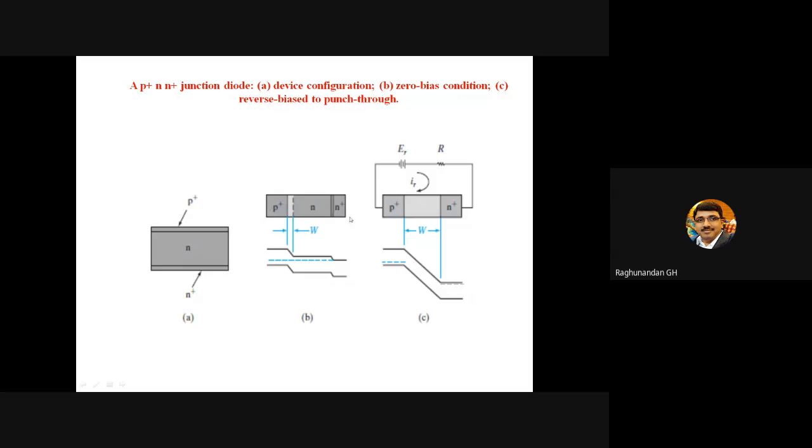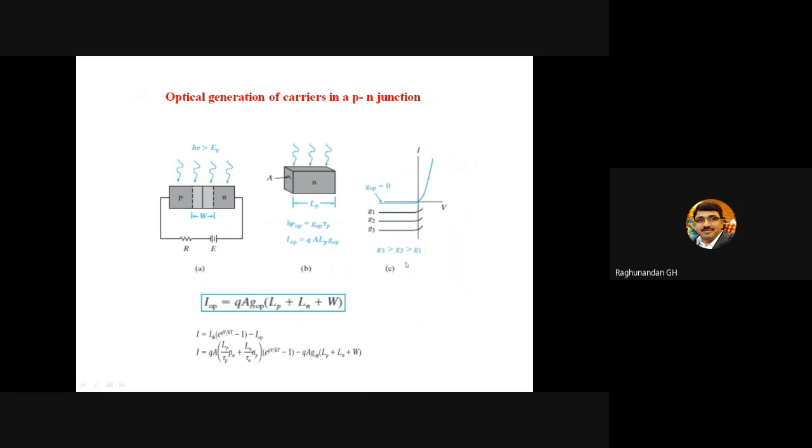So this is the unbiased condition. This is the reverse biased condition, where negative is connected to the positive and positive is connected to the negative. Since the depletion layer is large, we are having a long slope with the width. Next, after that, we are having the photodiodes.